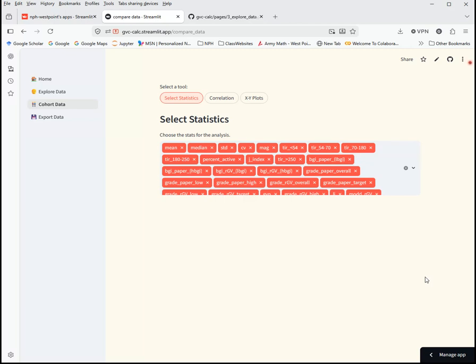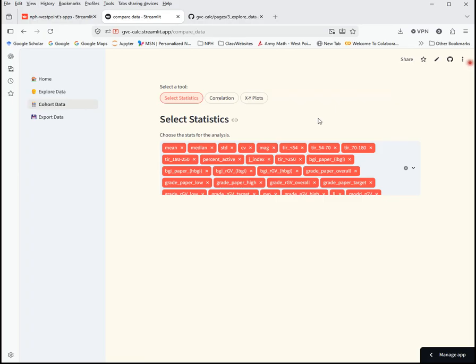Now that we have 58 files loaded into the app, we want to be able to compare the stats for each and see how they compare with one another. So what I've done is, so you don't have to sit here and watch me click, I've clicked all of the statistics that we are able to compare so that we can see how linear they are.